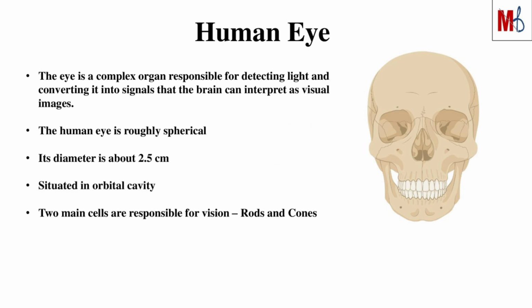There are two main cells that are present in the retina, rods and cones. Rods and cones are photoreceptor cells which help in our vision by detecting light and converting it into electrical signals, and that electrical signal is interpreted by the brain as images. Rods are responsible for light vision and cones are responsible for color vision. You can remember this as cones starts with C and color also starts with C. So cones for color vision.